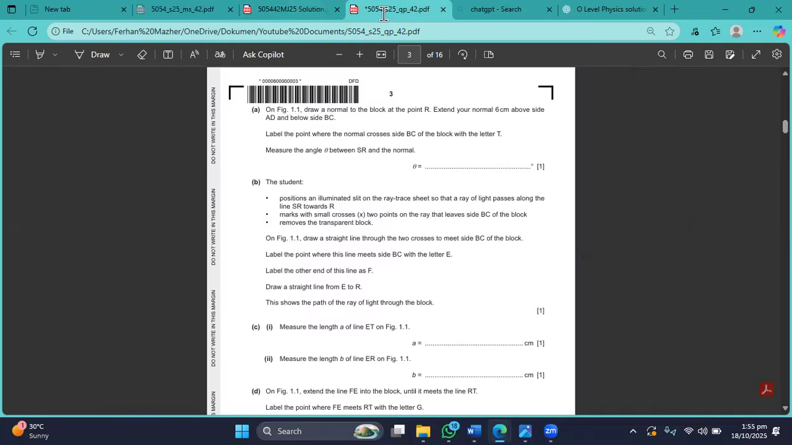Okay. Then they say the student positions an illuminated slit on the ray trace sheet so that a ray of light passes along the line SR towards R. Marks with small crosses X 2 points on the ray that leaves the side BC of the block. Remove the transparent block. On figure 1.1, draw a straight line through the 2 crosses to meet the side BC of the block. Label the point where the line meets the side BC with the letter E.